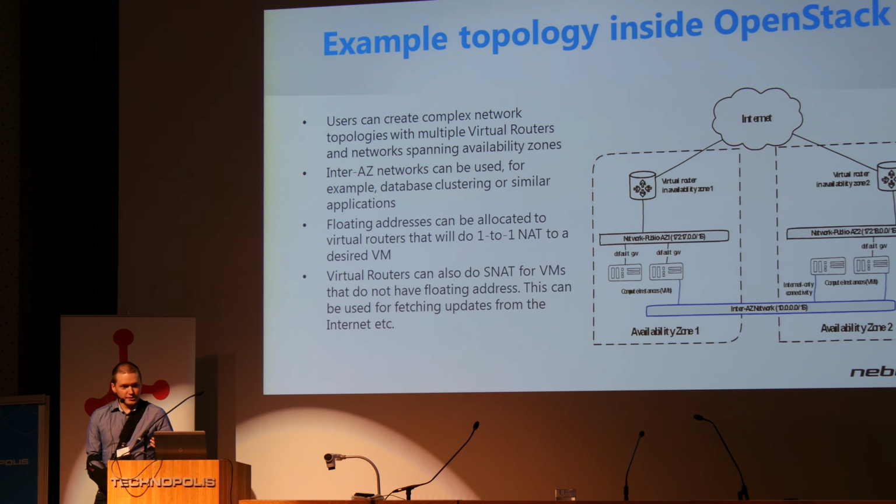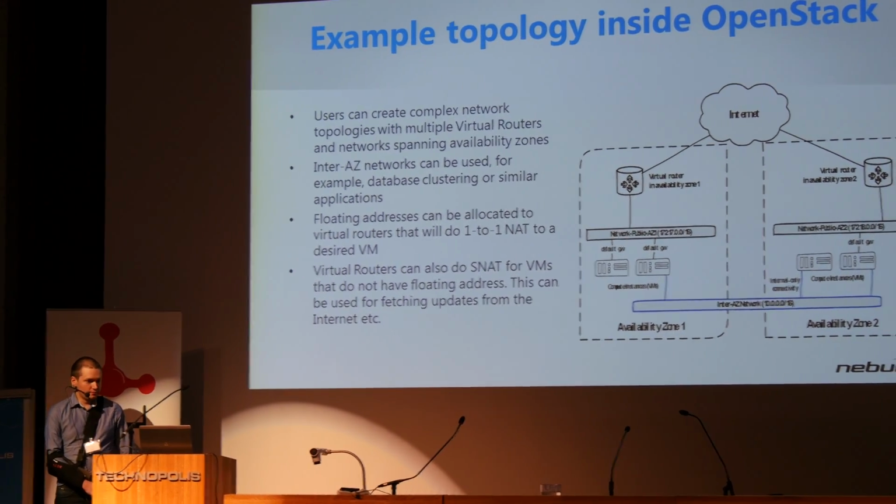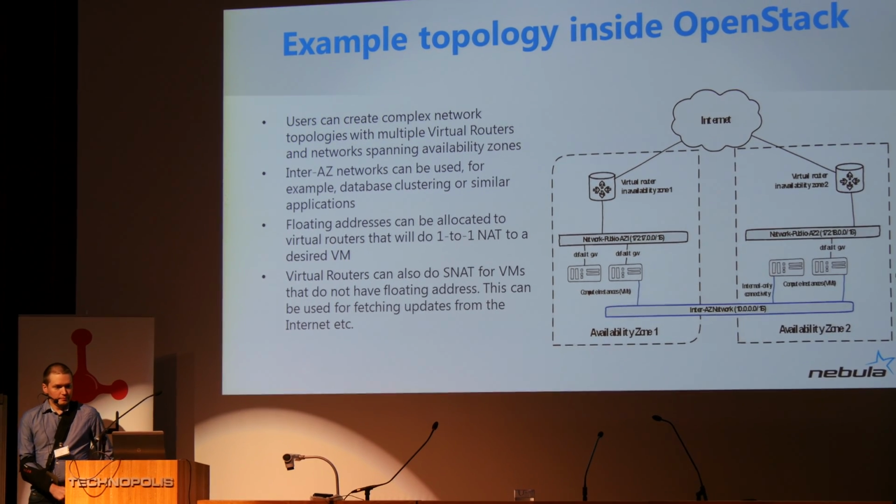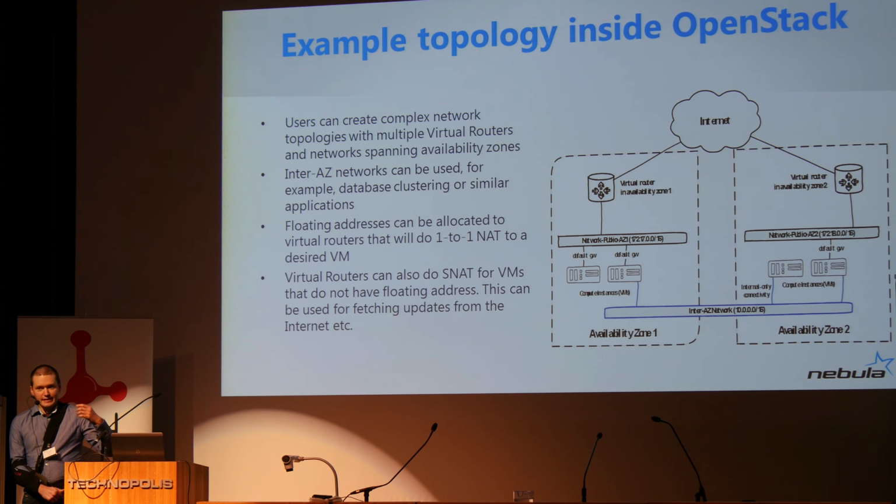So here's an example topology from a user perspective. Users can create complex network topologies and virtual routers on demand. And those virtual routers are hosted by the Neutron network nodes. Users can create inter-data center networks, for example, for database clustering or anything like that. If they need to access the external networks, floating addresses can be allocated to these virtual routers, which then can do one-to-one NAT to the desired VM. And they can also do source NAT for VMs that don't have any floating addresses, so they can do the basic updates and stuff like that.